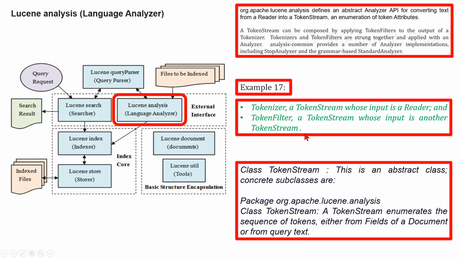A TokenStream is an abstract class. Concrete subclasses are Tokenizer, a TokenStream whose input is a reader, and TokenFilter, a TokenStream whose input is another TokenStream. TokenStream extends AttributeSource, which provides access to all of the token attributes for the TokenStream. Note that one instance per attributeImpl is created and reused for every token. This approach reduces object creation and allows local caching of references of the attributeImpls.